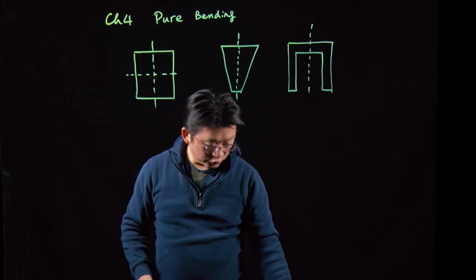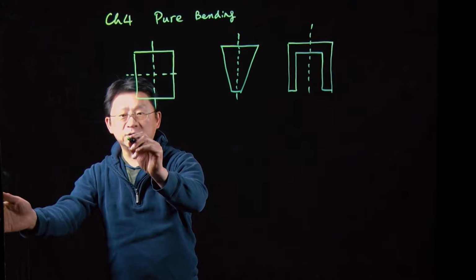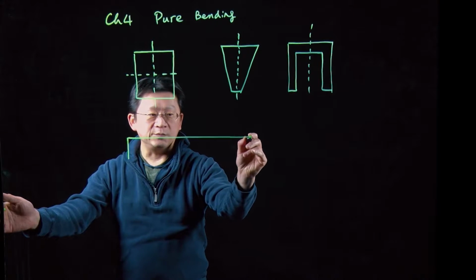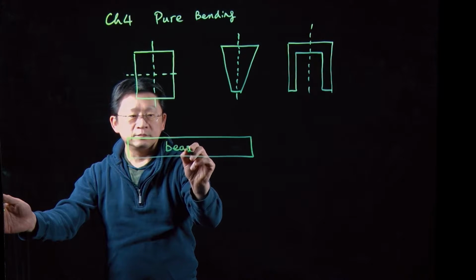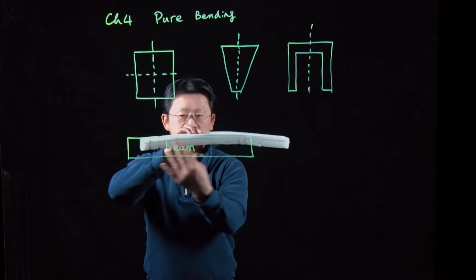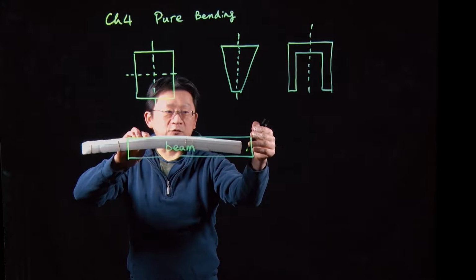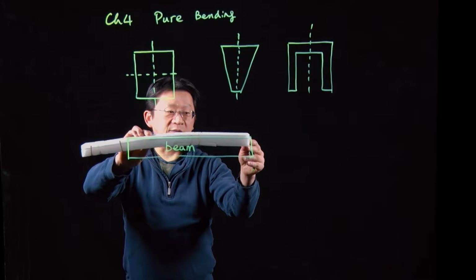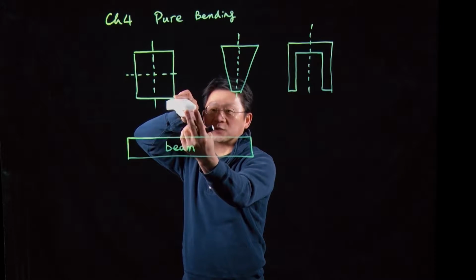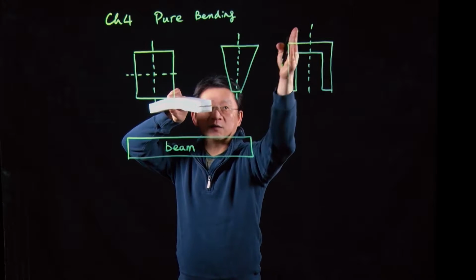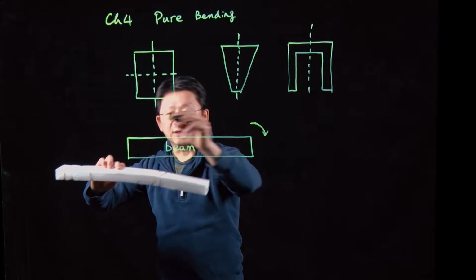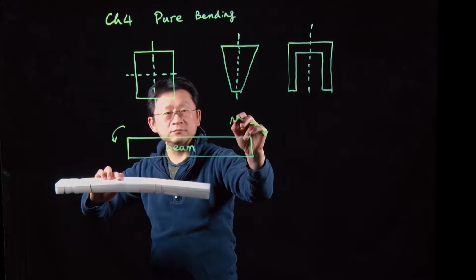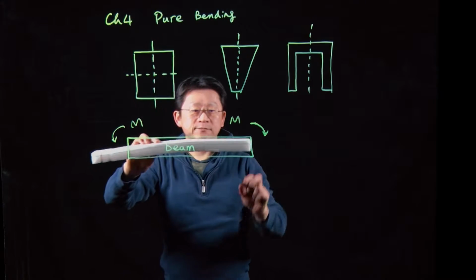So let me draw the material model here. This is the model we call the beam, and this is the front view. The cross-section view you cannot see here, but let me turn it over. This cross-section must have the feature of a plane of symmetry, about which we apply the bending, and that is called pure bending.